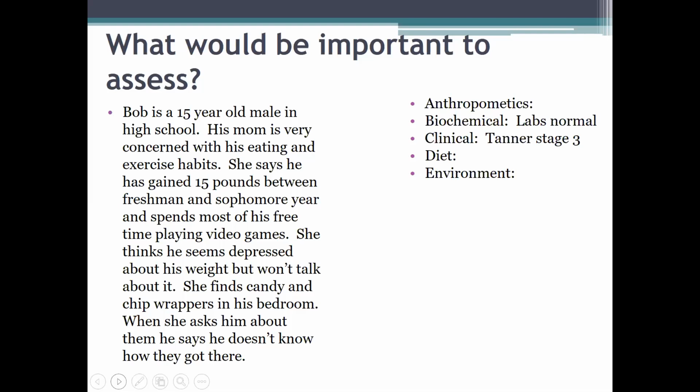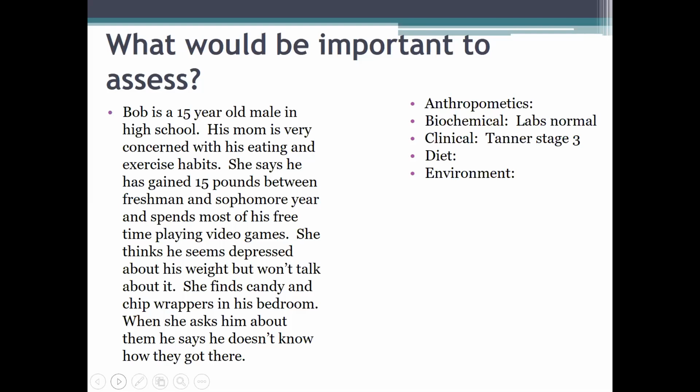Biochemical data, just to make the case study simple, I'm going to tell you that it was all normal. Some of the things that you might have been interested in when you see weight gain, if that's the primary nutrition concern, you can have high lipids and high blood glucose and high blood pressure in young people. You can have non-alcoholic fatty liver disease, so checking his liver enzymes. He can have nutrient deficiencies, but we're going to pretend that Bob was perfectly fine in his lab work because he has youth on his side.